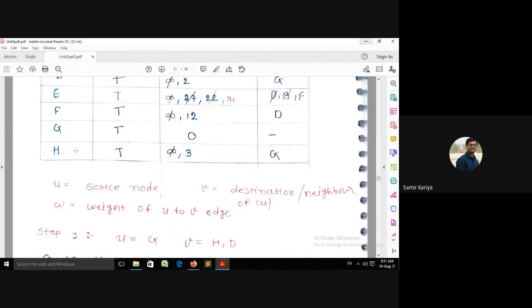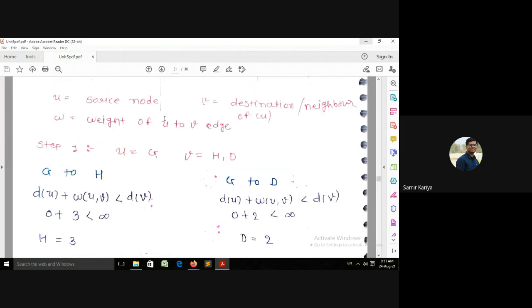Okay, so let's see how we can write this. Here U is the source node, W is the weight, or it may be cost, or it may be distance. Step 1: U is equal to G, because G is the starting node, the source node. V is H comma D. Why H comma D? Because it's a direct connection from G.